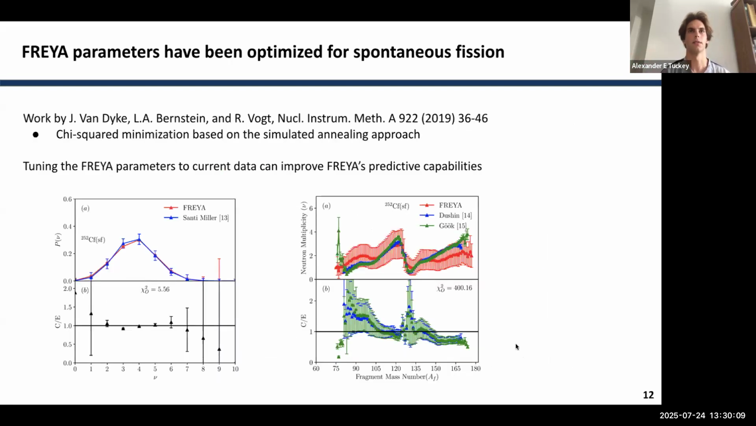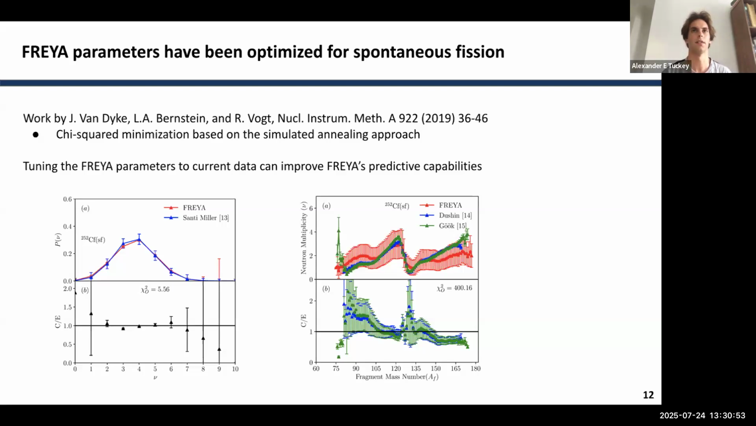So you're probably wondering how we determine the right values for these parameters, so to speak, because we can't just arbitrarily choose them since, as we've just seen, they have very pronounced effects on the resulting fission observables extracted from Freya. And the method that has been developed in the past and the method that I am drawing from in my work is to choose the parameters that best represent current data for a given nucleus.